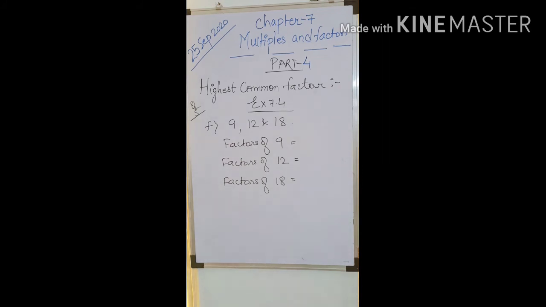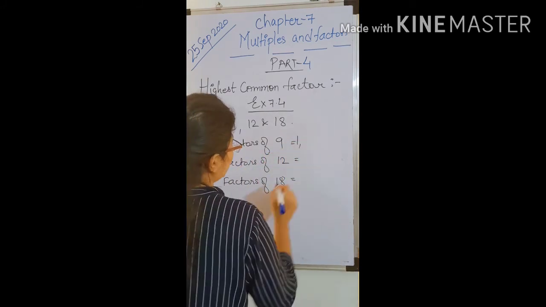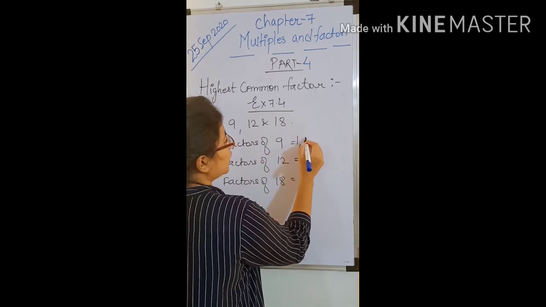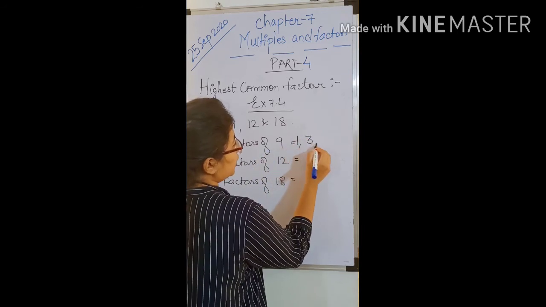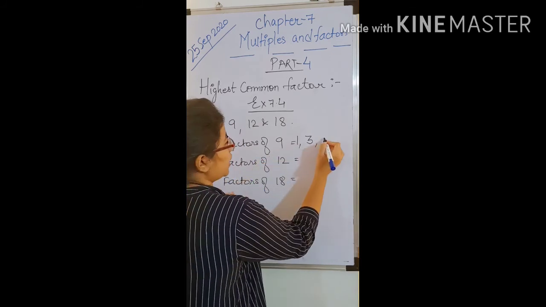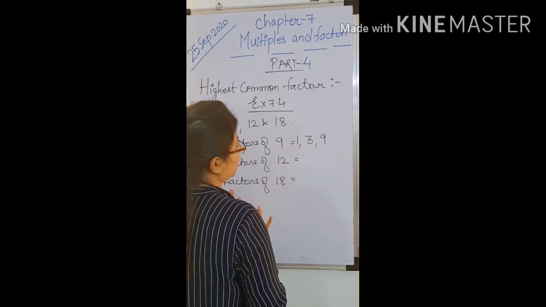Now the factors of 9 will be, we know very well, 1 is a factor of each and every number. So after that 1 we do have another factor. It comes in the table of 3. 3 3s are 9. Yes. Then it is completely divisible by the number 9. So the factors of 9 are 1, 3 and 9.